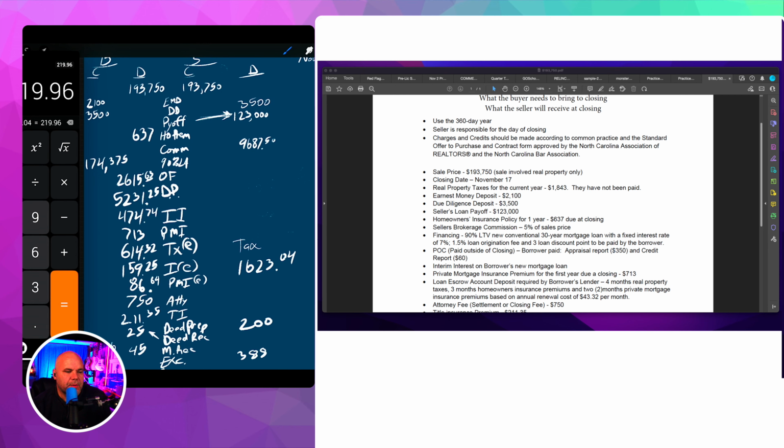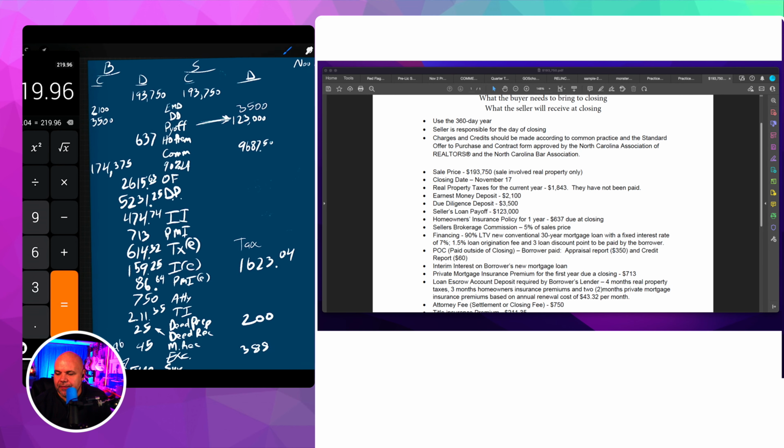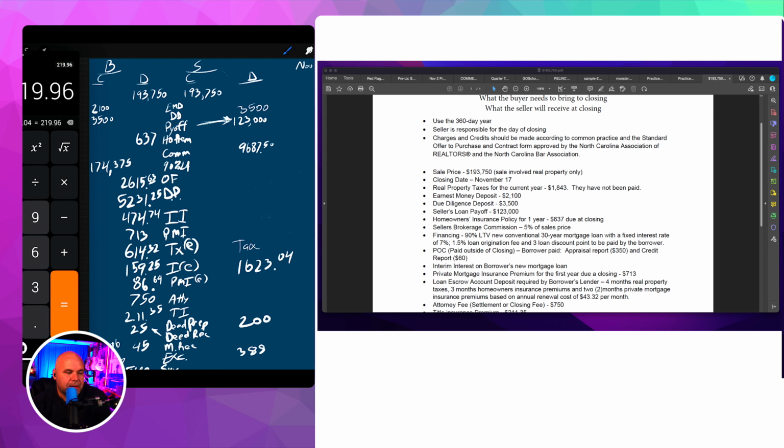Homeowner's insurance policy for 1 year. Another word that you could see that referred as is premium. Could say the homeowner's insurance premium, or they could say the first year's premium. But you know that means whatever that amount is, it's going to be a debit to the buyer to cover their entire first year of homeowner's insurance. Seller brokerage commission, 5% of sale price. So take sales price, 5% of that, and gave us this $96.8750 as a seller debit.